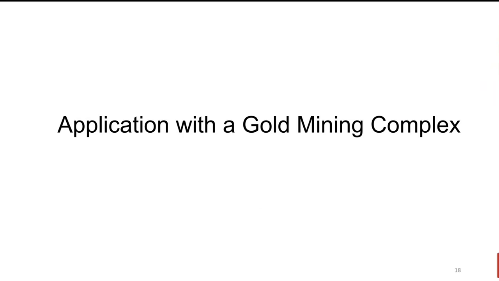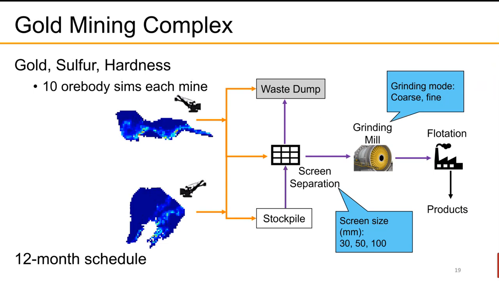Okay, so looking at putting this all together into an application, we have a gold mine complex. We have 2 mines with 3 simulated attributes. We have gold, sulfur, and material hardness. In the mining complex, we have a waste dump, stockpile, and then 1 processing stream where we have a screen separation facility, a grinding mill, and then finally a flotation plant, which is going to give us our final gold products. We're building a 12-month schedule.